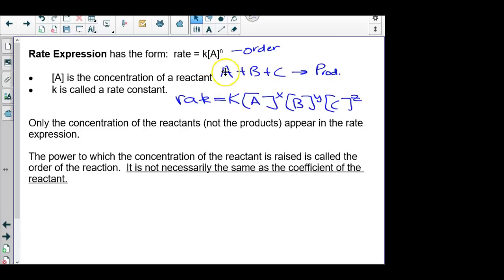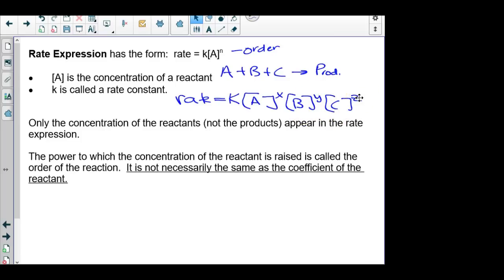So if I had a reaction that was A plus B plus C, forming some kind of products, I would write rate equals K, concentration of A to X. We're going to be able to use different methods to figure out what the order is. Sort of the whole purpose of this part of the unit. Concentration of B raised to a power Y. Concentration of C raised to the order N.